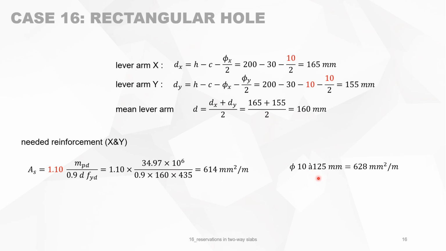This means 8 diameter 10 per meter, of 628 square millimeters per meter. And this is a reinforcement, bottom X direction and Y direction. So 4 times this. So when you reinforce a slab with a mesh of diameter 10, 8 diameters per meter, then it will be fine.